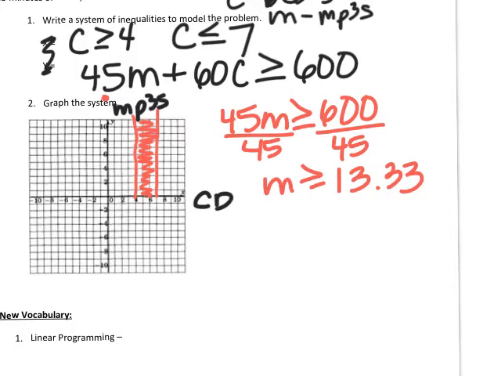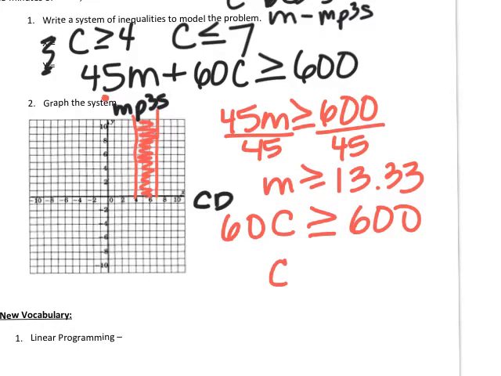And then we'll do the same thing for the CDs. If I only use CDs, they give me 60 minutes each, and I need 600 minutes total. So the number of CDs I would need to use would be 10. So that's going to be right here. I'm actually going to change the colors of that line. Because it's greater than or equal to, it's going to be that area right there.